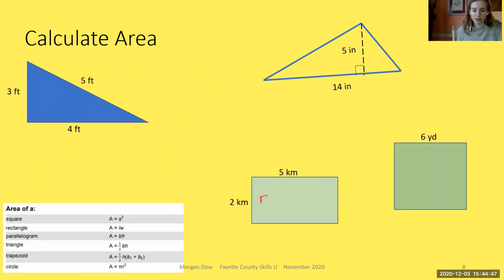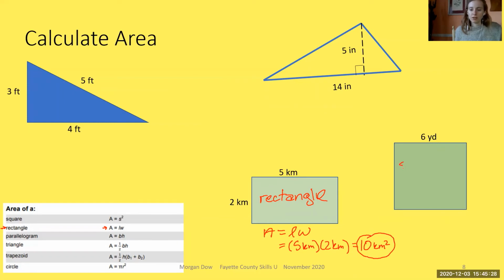We're going to start with this rectangle down at the bottom, since we've already kind of gotten into the rectangles a little bit. So I see a rectangle. I know that I want to calculate the area, so I look to my formula sheet. And I see the area of a rectangle. The formula is right there. A equals LW. So for this rectangle, that would be 5 kilometers times 2 kilometers, which is 10 square kilometers. And that is my area.